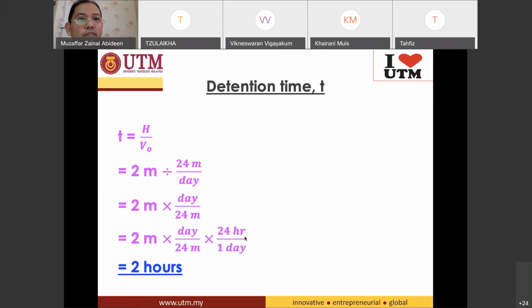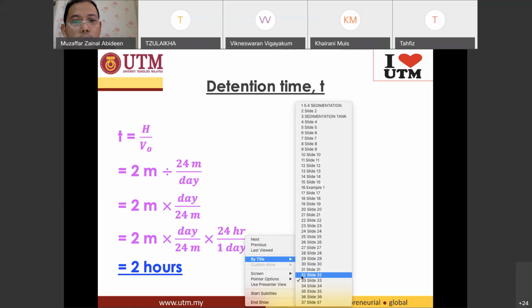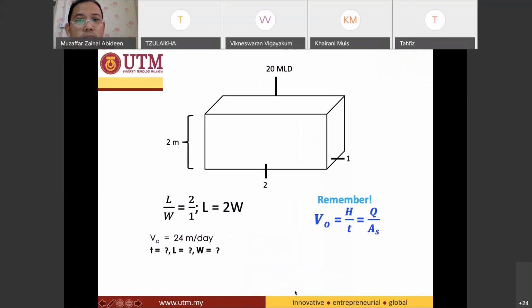Perhaps you would like to take a photograph of the previous slide, won't you? You want to take a photograph of this? Okay, do it. Then change to the next slide, right?